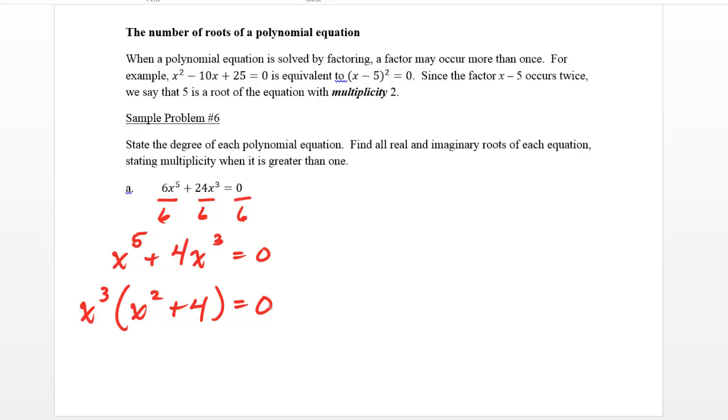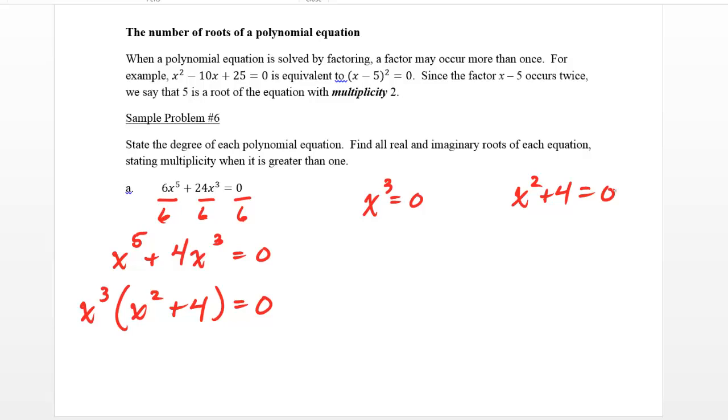Now, x squared plus 4 is not factorable, and so we can go ahead and break this up with the zero product property right now. So I'm going to get x to the 3rd equals 0, and I'm going to get x squared plus 4 equals 0. Now, you haven't done a lot of roots other than the square root, so this may look a little new to you, but this should be very comfortable as we go forward.